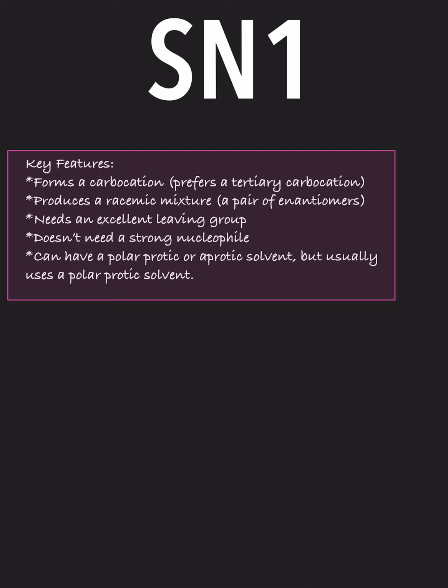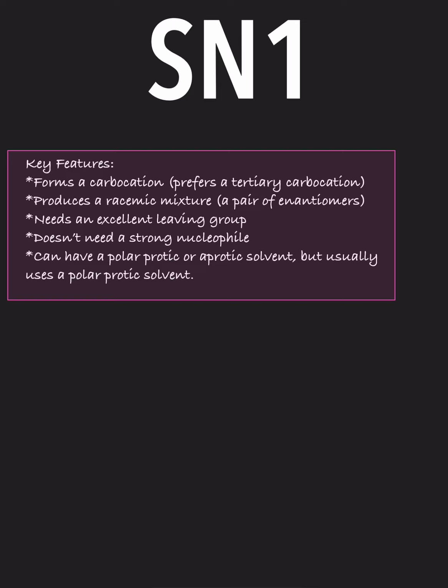I'm going to have 4 different examples. I'm going to show you when you're going to form enantiomers and when you're not, so that at least it's going to be clear when you form enantiomers and when you don't. Okay, another key feature: you need an excellent leaving group. Again, you want to form a carbocation, so you need something that's going to leave and form that carbocation. So that's why you need an excellent leaving group.